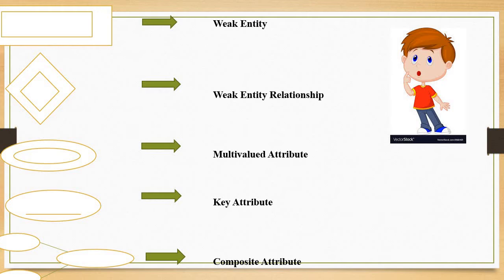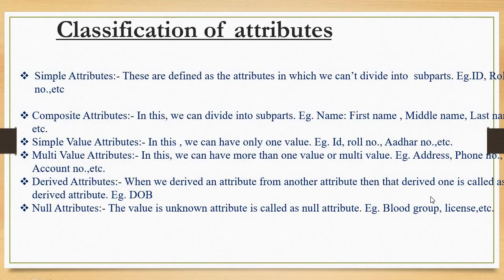So what is a composite attribute here? An attribute composed of many other attributes is known as a composite attribute. We will discuss it further, so be with my video. Now the slide comes up with the classification of attributes. So what is the classification of attributes here?